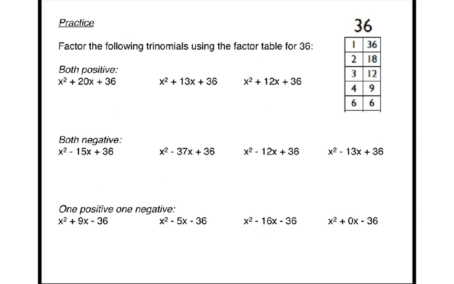Here is a whole bunch of practice for you to use. Go ahead and use the factor table for 36. Keep in mind that if the two numbers multiply to make a positive 36, then both numbers are positive or both numbers are negative. If the two numbers multiply to make a negative 36, then one is positive and one is negative. Have fun!